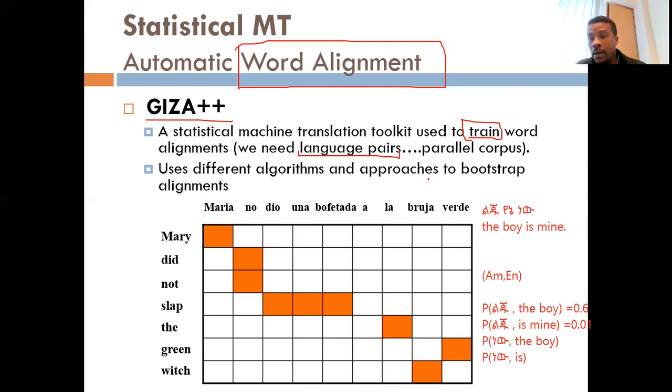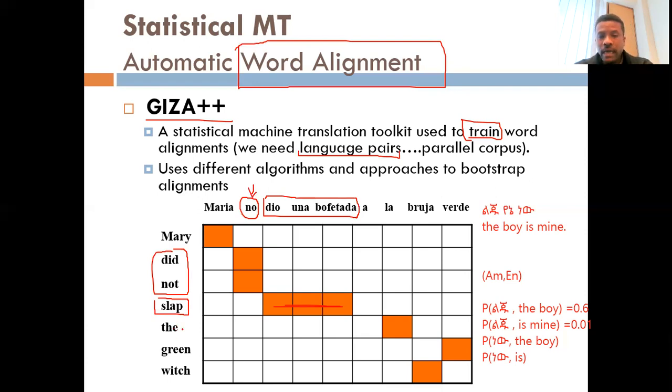It uses different algorithms and different approaches for bootstrapping the alignment. For example, this is a simple case. If we look at the two languages, the phrase "did not" in Amharic is a two-word phrase, but it is associated with a single word in the target language. The single word in English, which is "slab", is represented by, as you can see, three words in the target language, because this is the one that shows you the alignment probability. If it is high, then it means they are aligned to one another, which means whenever the phrase "did not" appears in English, then this word appears in the target language.